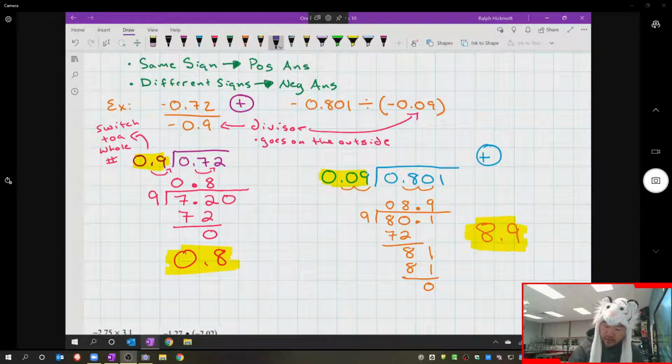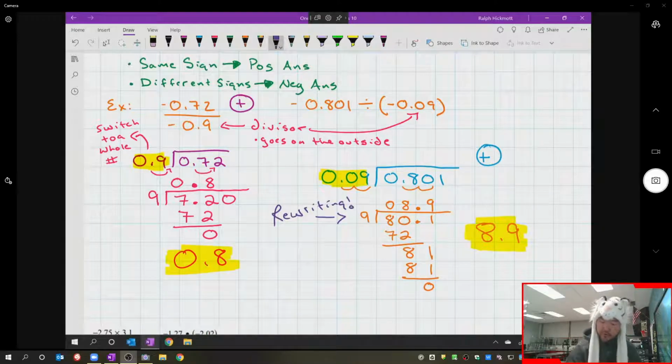Make sure you are rewriting. Okay, so until you get super duper strong with this, rewriting it so you don't lose track of the decimal is one of the most important things to do to ensure your organization is there, and once again, you don't lose track of that decimal. Finishing the rest of it, you should have come out to be 8.9.